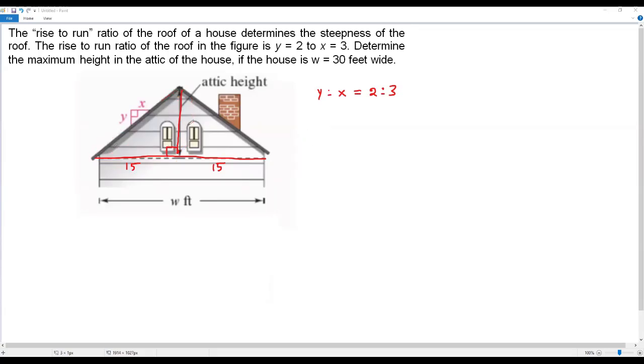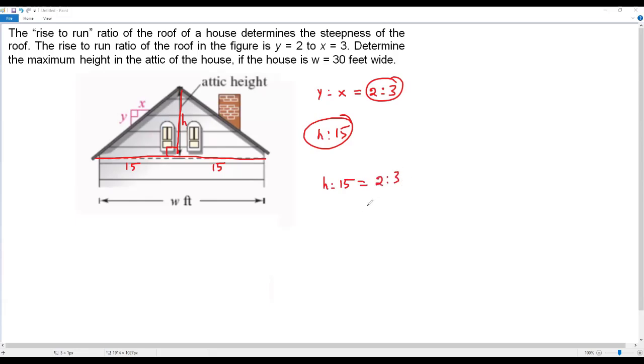So now let me assume h as the attic height. Then the rise to run ratio between this length and this length is h to 15. Already we got the rise to run ratio using y and x, that is 2 to 3, which is given in the question itself. Now using the attic height and half of the width, again I got the rise to run ratio, that is h to 15. So both 2 to 3 and h to 15 represent the rise to run ratio of the same roof, and we can equate them. That is h to 15 equals 2 to 3.